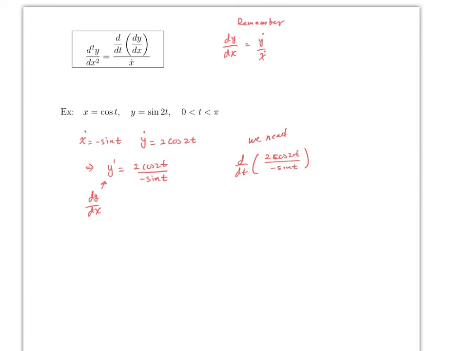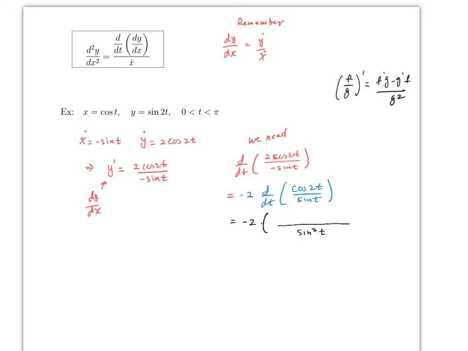So there are two ways you can do this. You can straight out use the quotient rule, or you can simplify this first and then take the derivative. So remember that this is the same thing as this. You can take out the constant. So this is minus 2 d/dt of cosine 2t over sine t. All right, so if you remember that derivative of f over g, remember this is f prime g minus g prime f over g squared. So in this case, this will be sine squared t.